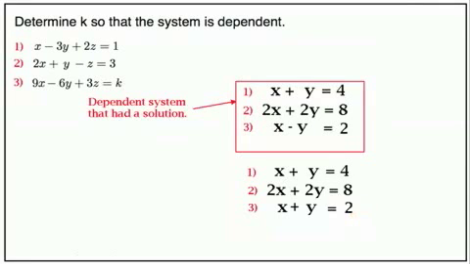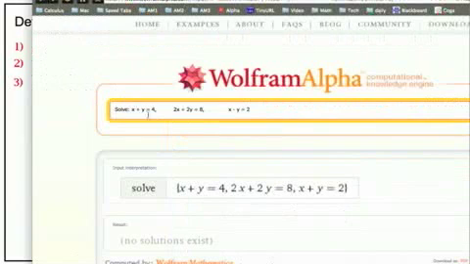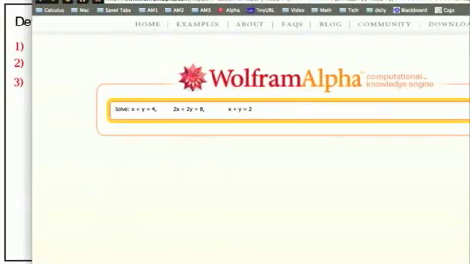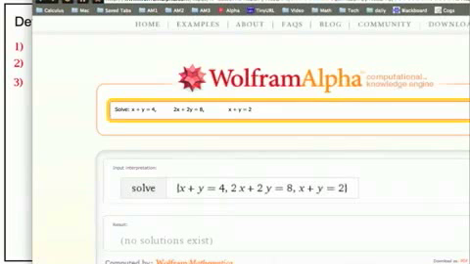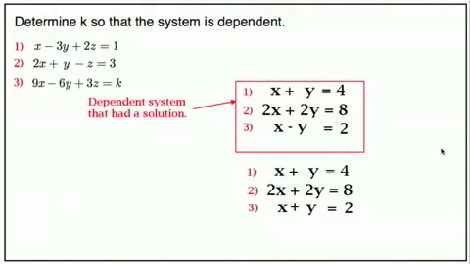Let's bring in Wolfram Alpha. Here's our original dependent system. I'm going to change that minus to a plus. That was the fatal change. And now when I hit enter, watch what happens. No solutions exist. And so what we have here is a dependent system that has no solutions.